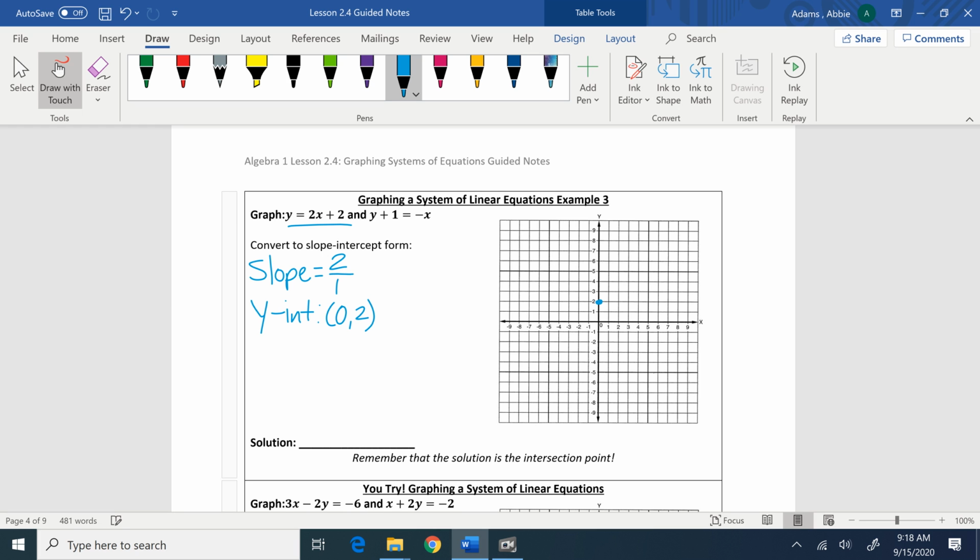So I'm going to start at positive 2, go up 2 to the right 1, up 2, right 1, up 2, right 1. You also can go down 2 to the left 1 because negative divided by negative is a positive slope still. So down 2, left 1. And that'll just help you graph your line a little bit better.